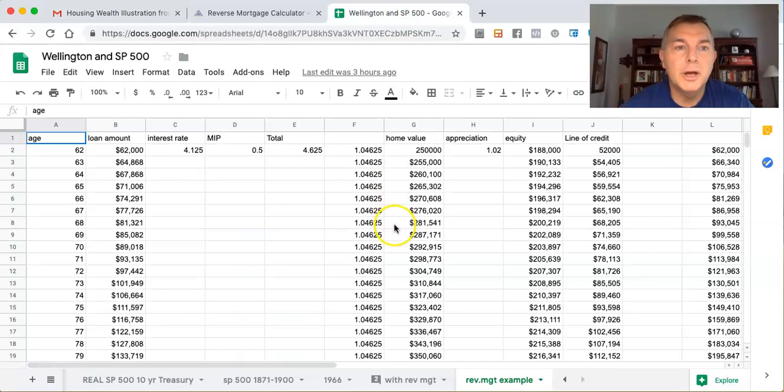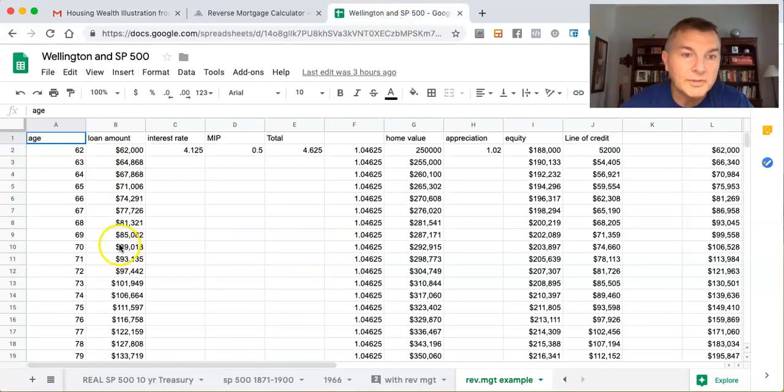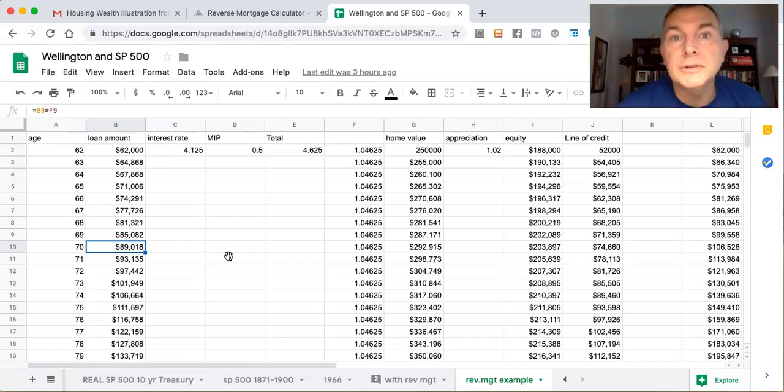So here's where I did the loan amount. Right here, our loan amount, that's our line of credit amount. So when I'm 70 years old, our line of credit will be $77,000. But when I'm 70 years old, the loan amount will be $89,000. Does that make sense? So basically, we start with $62,000 as our loan amount, and by the time I am 70, it's $89,000. So it's grown 27 divided by 62. It's grown by 43%.